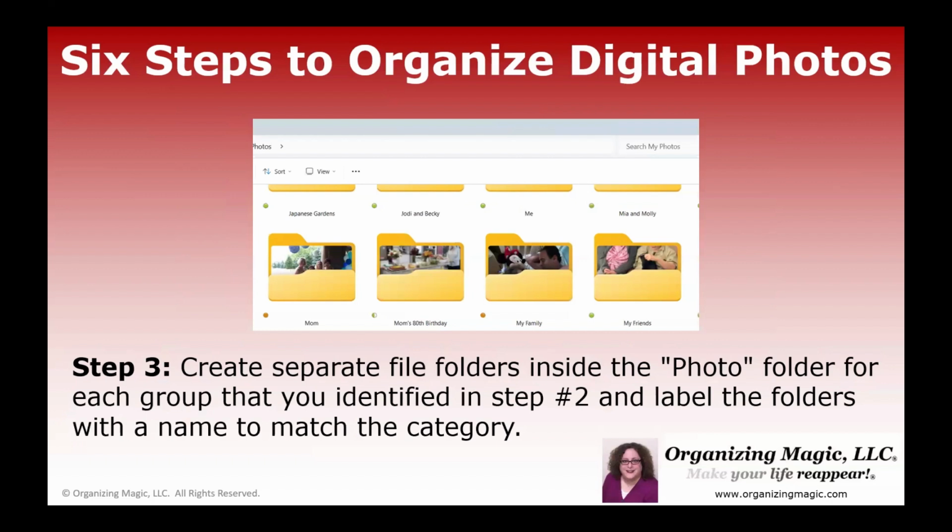So, step 3 is you want to create separate file folders inside the photo folder for each group that you identified in step number 2, and label the folders with a name to match the category. So as you can see, this is inside my photo folder. This is just a few of these subfolders that I have made.